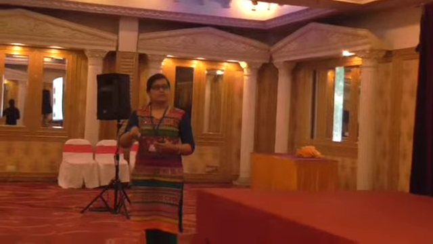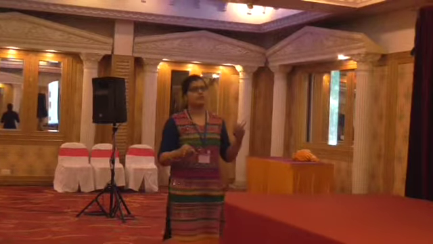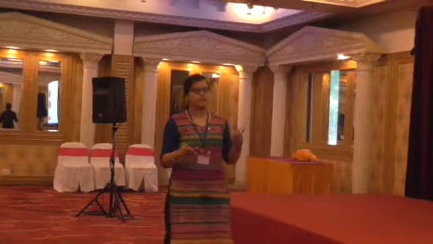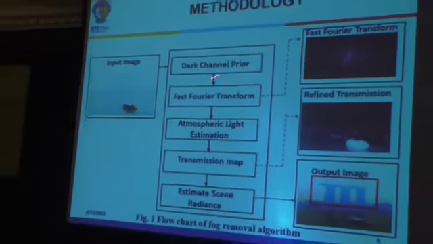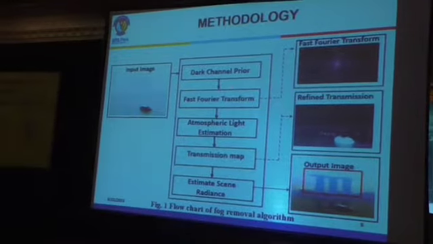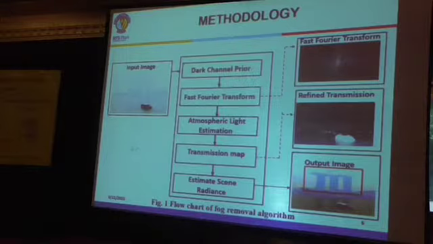So this is the flow chart for the haze and fog removal algorithm. We have one input image, a dense haze or foggy image. First we calculate the dark channel prior for this input image. Then we apply our fast Fourier algorithm to the dark channel. Then we calculate the atmospheric light, and finally we estimate the transmission map. After calculating the transmission map, we can get the scene radiance.